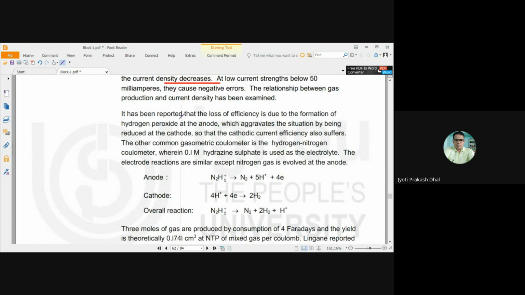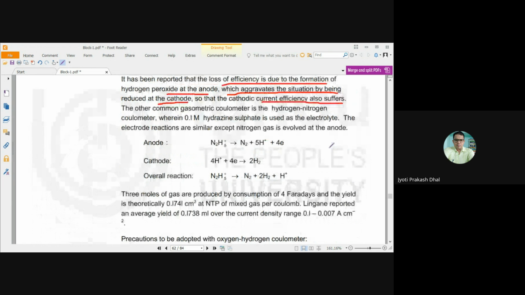It has been reported that the loss of efficiency is due to the formation of hydrogen peroxide at the anode, which aggravates the situation by being reduced at the cathode, so that the cathodic current efficiency also suffers. So, another common gasometric coulometer is the hydrogen nitrogen coulometer.